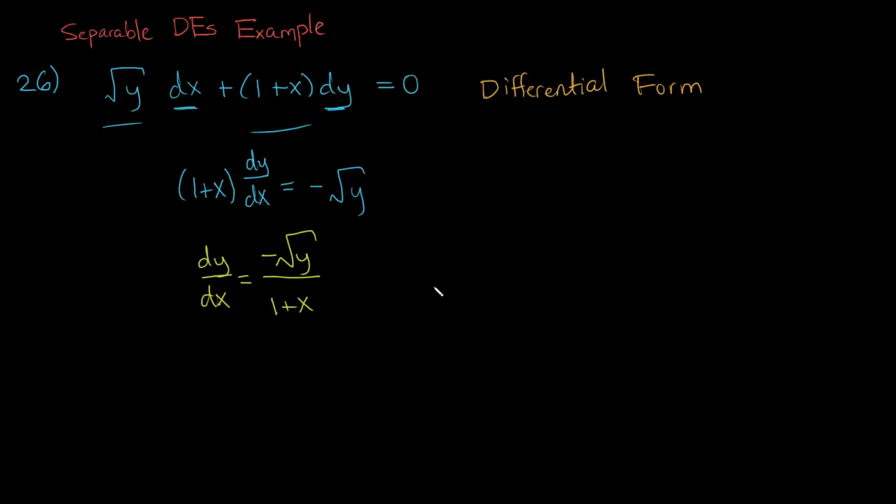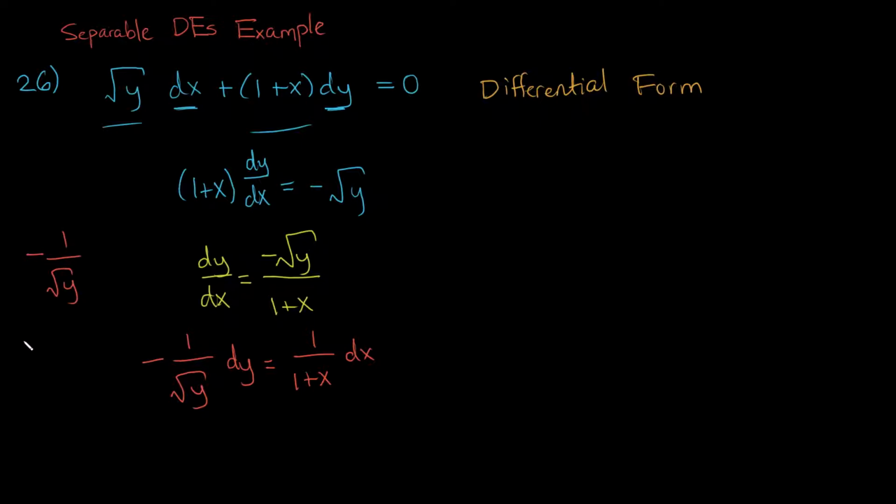Alright, so it's separable. Let's actually solve it. We want to get the dx and the dy on the same side. So let's multiply by the dx and divide by the negative square root of y. We're going to get negative 1 divided by the square root of y dy equals 1 divided by 1 plus x dx.